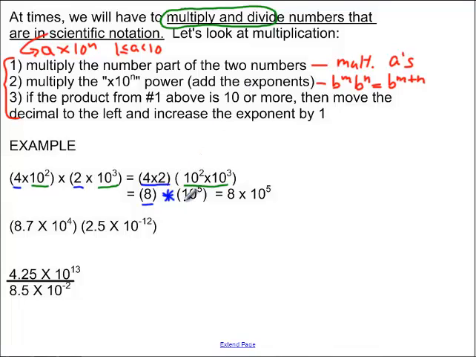Let's go to green. 10 squared times 10 cubed: we have the same base, so we add the exponents. We get 10 to the 5th power. And there's our 10 to the nth power. So what's our answer? 8 times 10 to the 5th power.